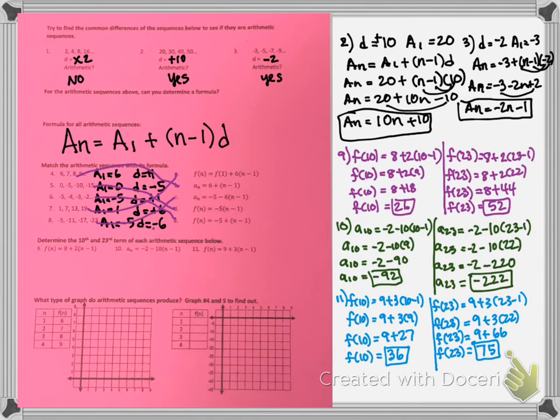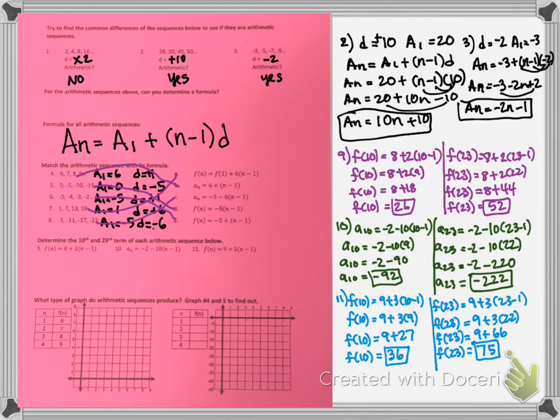So back to the last two, it says, what type of graph do arithmetic sequences produce? We're going to graph numbers 4 and 5, but you should already know that answer, right? What kind of graphs are we going to get? Say again? Linear, right? Because we have a constant rate of change. That's what that D value is. So the first one is simple.